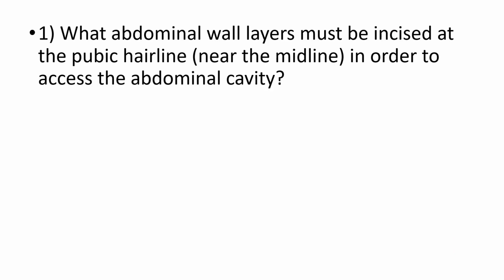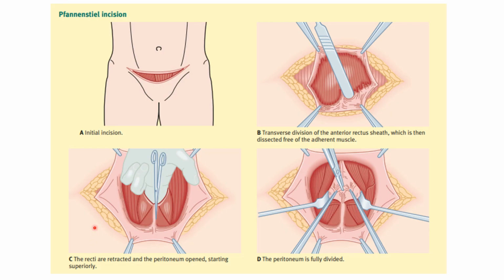Now, what questions can be asked? The first question is, what abdominal wall layers must be incised at the pubic hairline, near the midline, below the umbilicus, in order to access the abdominal cavity? Now moving to this Pfannenstiel incision, it is given below the umbilicus and below the arcuate line. It is slightly convex. So what are the layers you can identify?